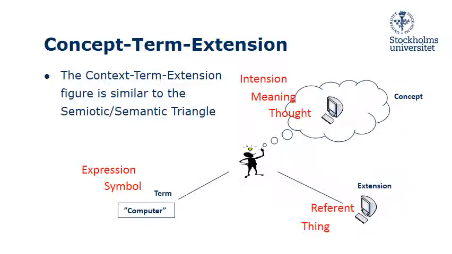This context, term, extension figure that I used is similar to what's sometimes called the semiotic or the semantic triangle. There are many different semiotic and semantic triangles out there on the internet or in different books. And here I actually give some examples of synonyms to the words I used: concept, extension, and term. You can see them here.